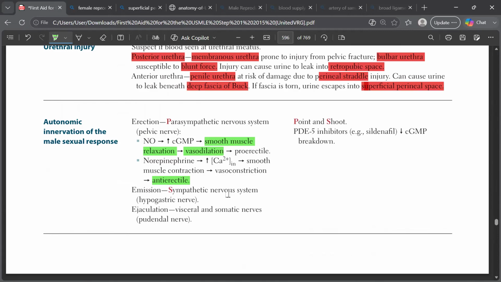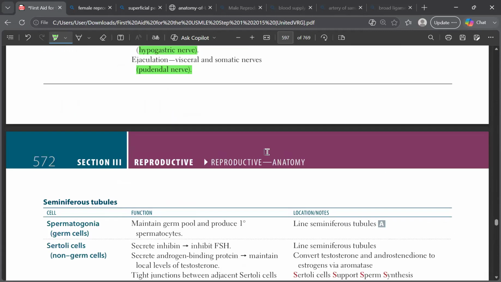Emission is by the sympathetic nervous system. Point, erection, and shoot, emission, sympathetic nervous system, hypogastric nerve, and ejaculation is by visceral and somatic nerves, such as the pudendal nerve. PDE5 inhibitors, examples of which are sildenafil, decrease cGMP breakdown. This is particularly important because if the cGMP breakdown is decreased, cGMP can be increased and the erection can be maintained.